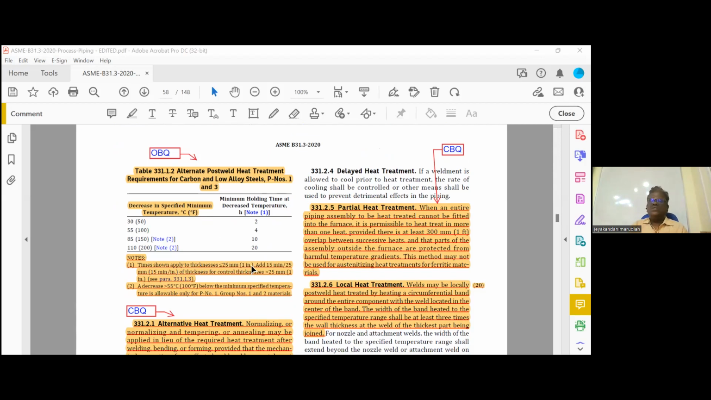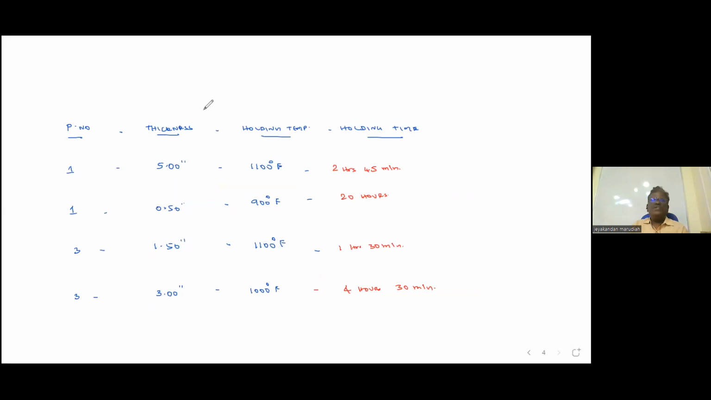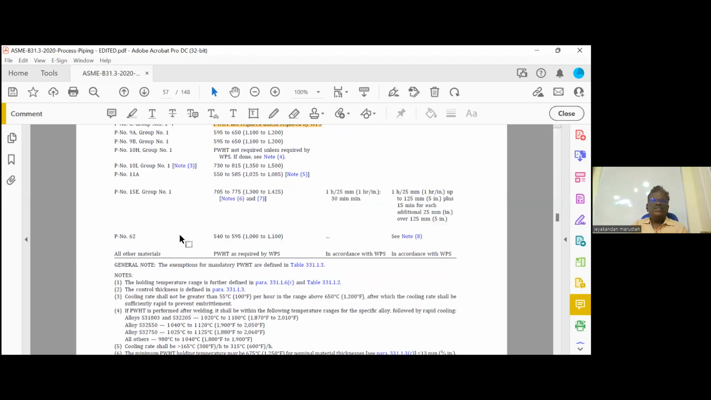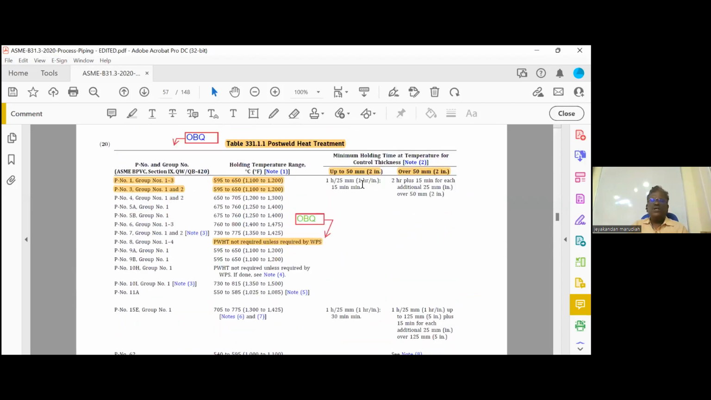Third, what is the third one? P number 3, what is the temperature? 1100 degree Fahrenheit. What is the thickness? 1.5 inch. So 1.5 inch, again we have to go to the original table. In the original table, you can see 1.5 inch will come under this one, after 2 inch, 1 hour per inch. So 1.5 inch, 1.5 hour.